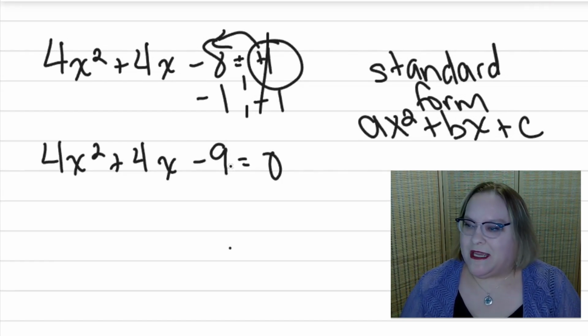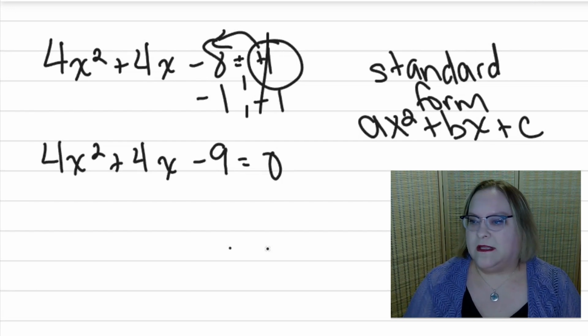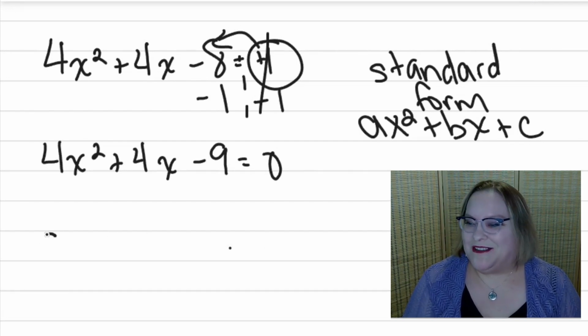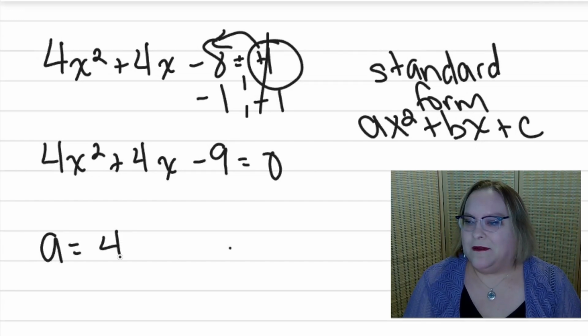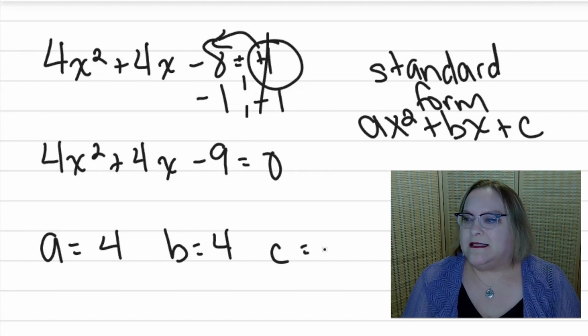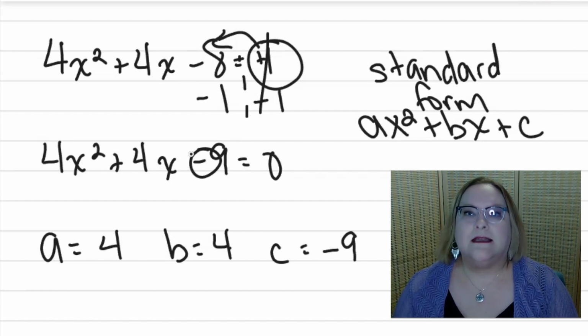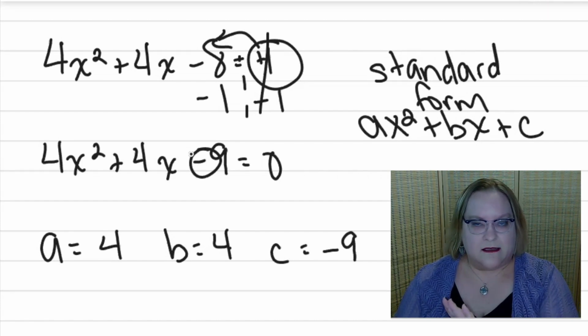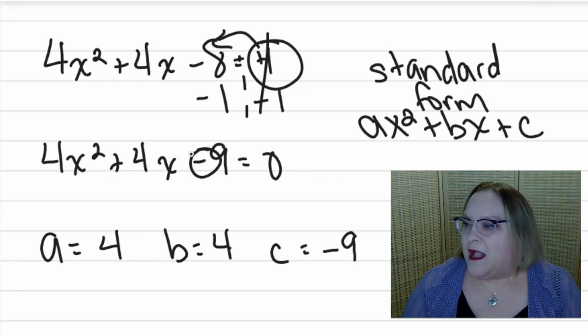What we're going to do here is make sure we label our ABCs. A, B, C. All right, so A is 4, B is 4, and C is negative 9. Do not forget that negative, that minus is a negative, my friends. So we need to make sure that we have that situated, okay?